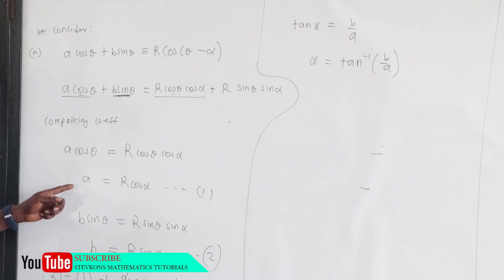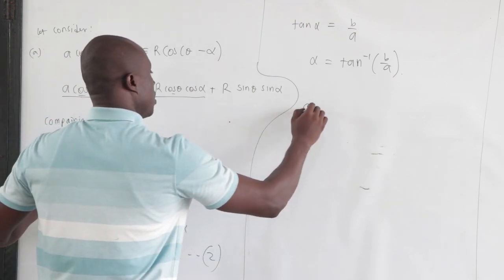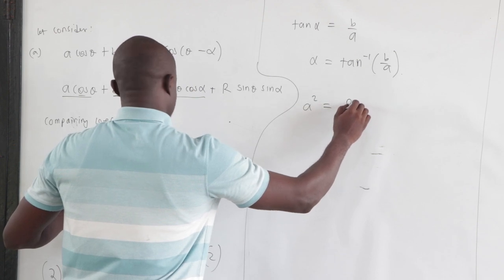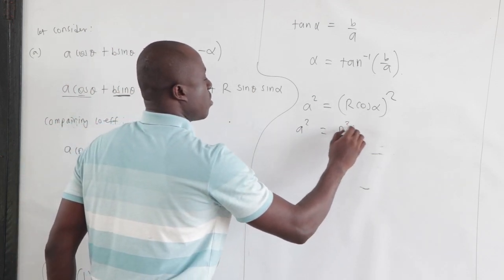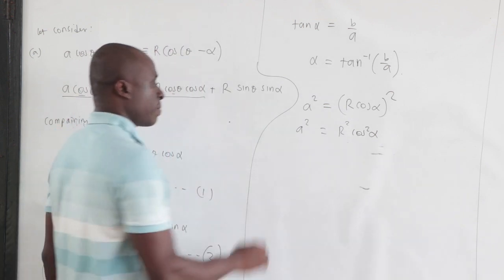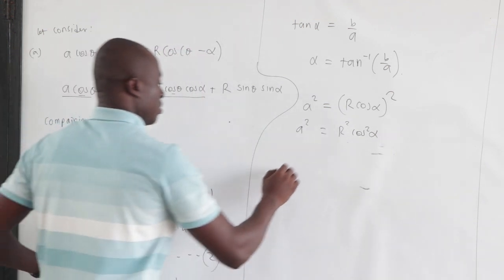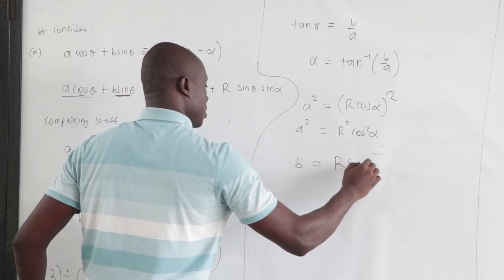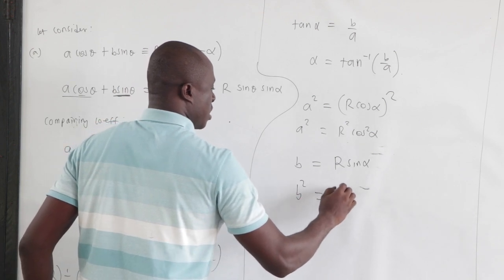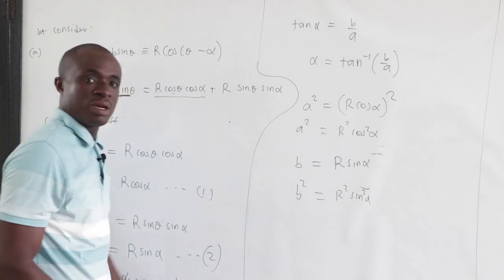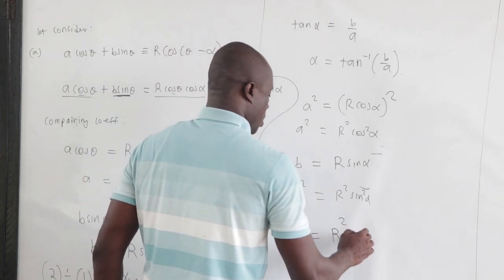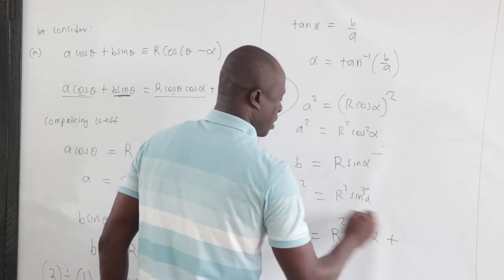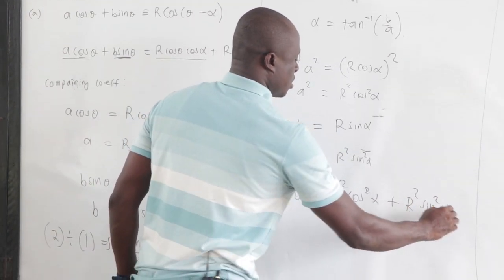What again can we see? We have a here and b here. Now let's square equation 1. When you square this, we have a square equal to r cos alpha all squared, that is r square cos square alpha. Now let's see the second one. We know b is r sin alpha, so b square is r square sin square alpha. Adding 1 and 2, you have a square plus b square equal to r square cos square alpha plus r square sin square alpha.